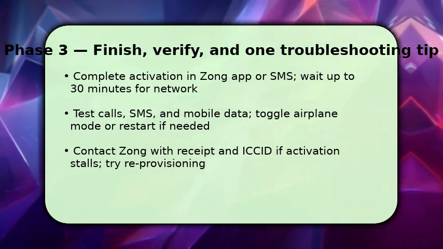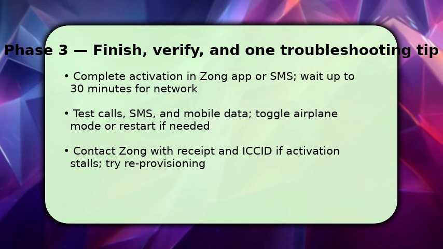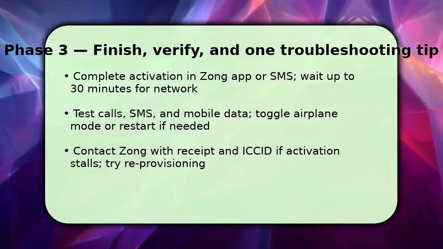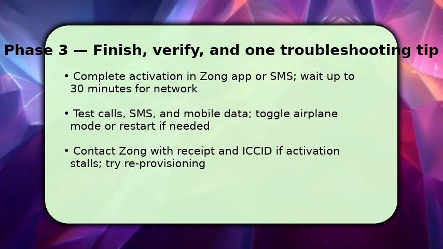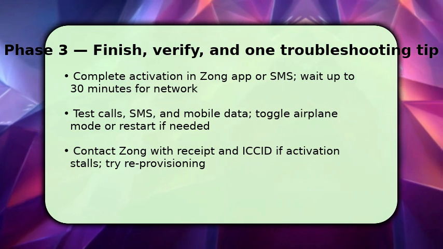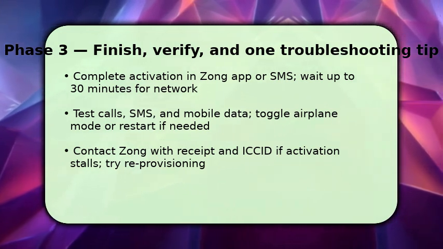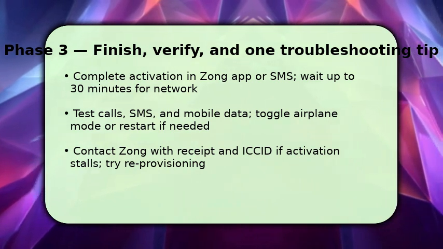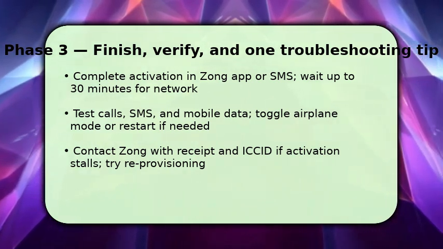Once provisioned, test by making a call, sending an SMS, and using mobile data. If services don't appear, toggle airplane mode or restart the phone and recheck APN. If problems persist, contact Zong support with your purchase receipt and ICCID. They can re-provision the profile or issue a new activation code. This resolves most issues quickly.